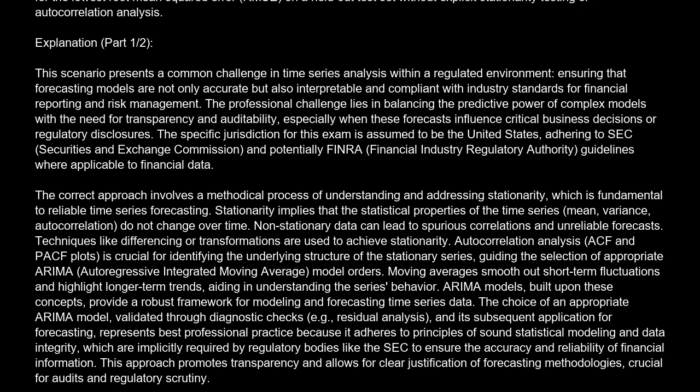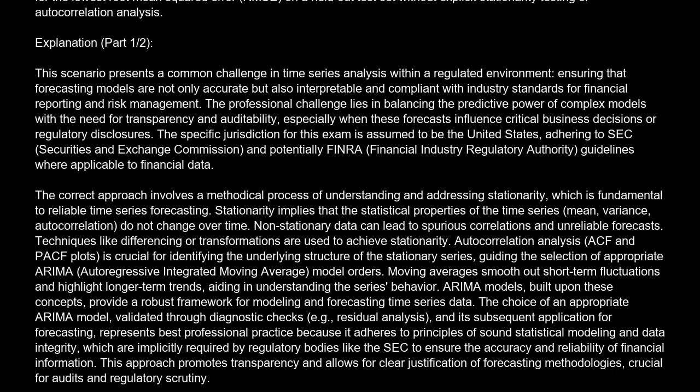The choice of an appropriate ARIMA model, validated through diagnostic checks, e.g., residual analysis, and its subsequent application for forecasting, represents best professional practice because it adheres to principles of sound statistical modeling and data integrity, which are implicitly required by regulatory bodies like the SEC to ensure the accuracy and reliability of financial information. This approach promotes transparency and allows for clear justification of forecasting methodologies, crucial for audits and regulatory scrutiny.